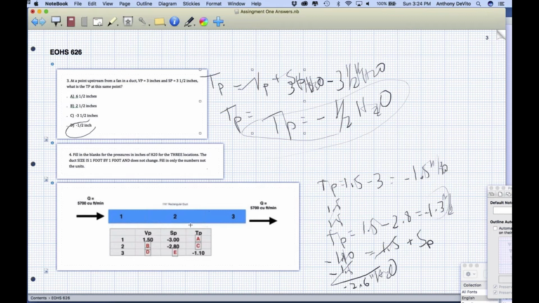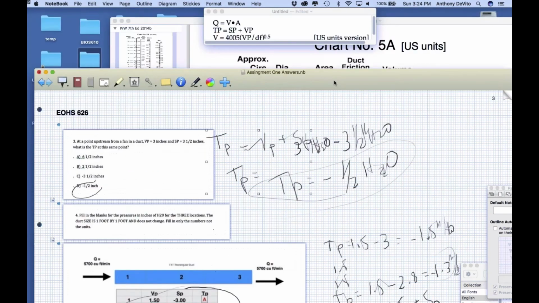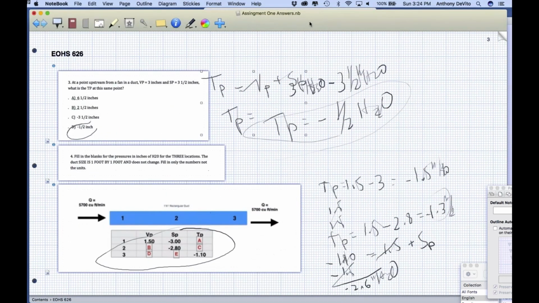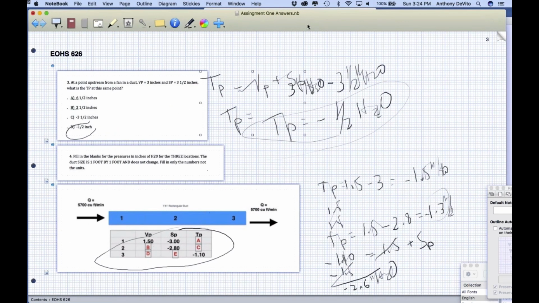Sometimes this is counterintuitive, so make sure that you stick with the formula that we were talking about before. If you stick with the formulas and don't let your intuition get in the way of this until you get more familiar with these ductwork calculations, then maybe your intuition will help you.